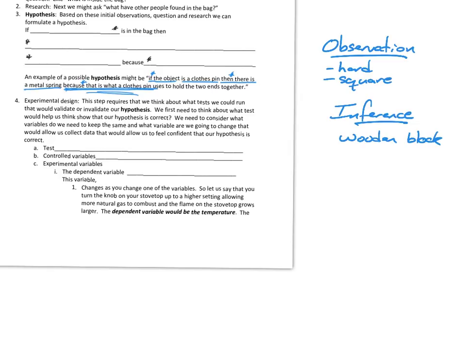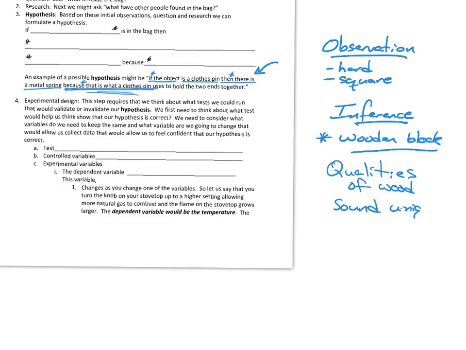So they thought about it and they said, well, what are some of the characteristics of a wooden block? An inference is what you want here. Your hypothesis is your inference. So your observation was that it's hard and square, and your inference is that it's a wooden block. So what are the qualities of wood? There's a unique sound when you hit it. Okay, so there's a unique sound, that's good. It's kind of an almost hollow sound, but not quite hollow. Okay, so it's a unique sound.